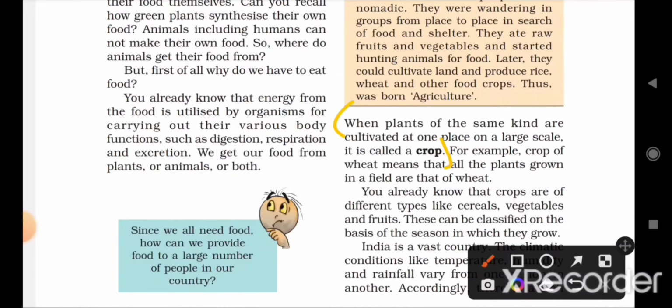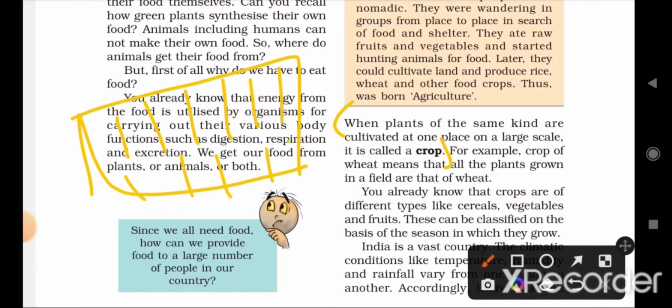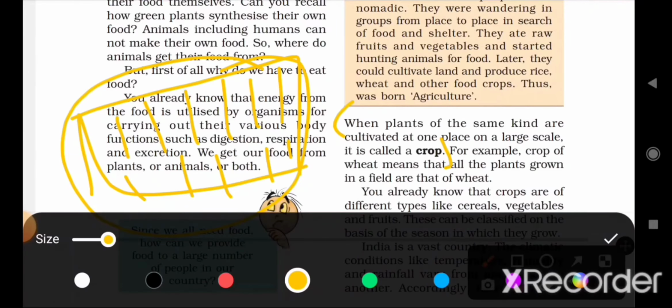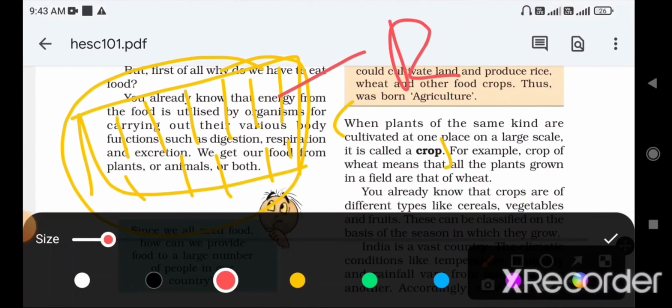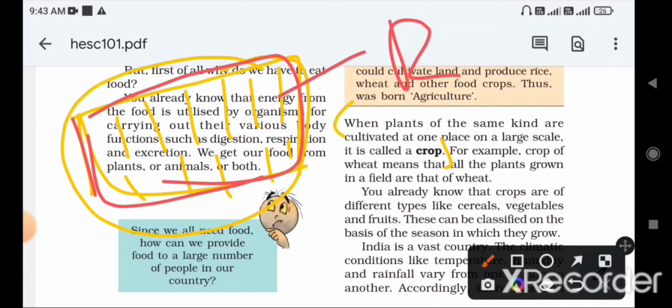For example, in this particular land, this is the area in which the same kind of plant grows. Here all are rice only. These are rice at one particular place. This is a larger area, not a small area. In that whole large area we are growing only rice. This is called a crop.